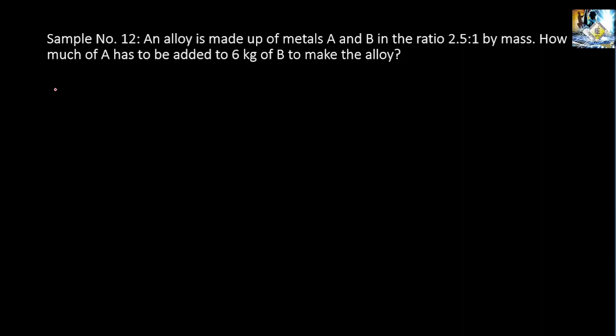Let's count the statement to simplify it. We have a ratio of both metal A and B. So we have the ratio A is to B, given as 2.5 is to 1 by mass. So A is to B as 2.5 is to 1.